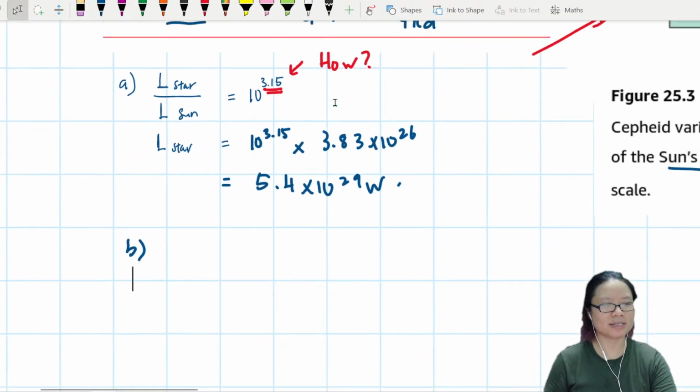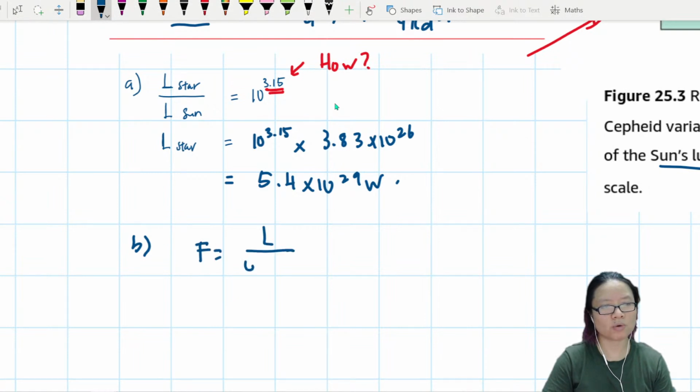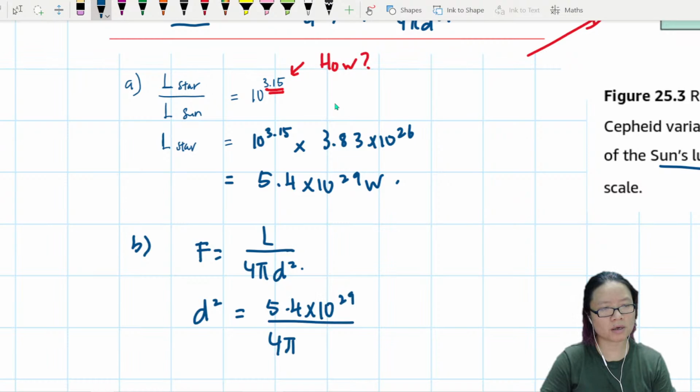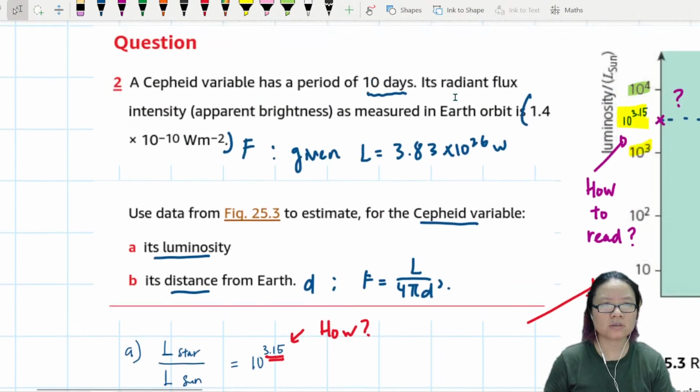But once we can estimate the luminosity of the star, we can use the equation F is equal to L over 4 pi d squared. So we just repeat the calculation. D squared is 5.4 times 10 to the power 29 over 4 pi. We do have F. F is here. There. 1.4 times 10 to the negative 10.